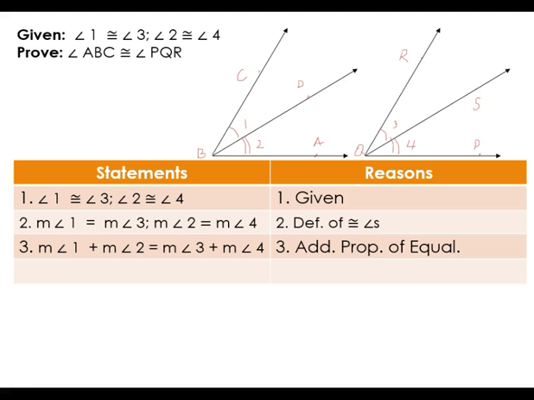In our third step, we can now say that the measure of angle 1 plus the measure of angle 2 is equal to the measure of angle 3 and the measure of angle 4. So this angle is now equal to this angle. We can do that by using the addition property of equality.